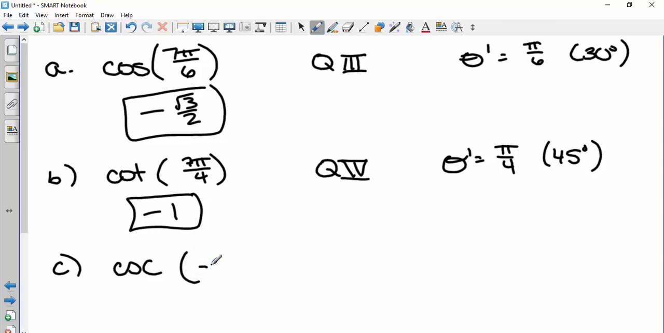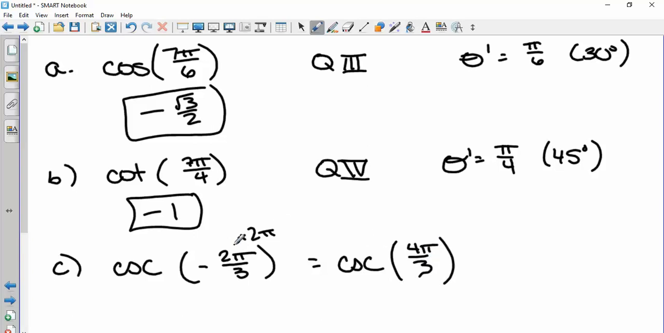What if I said cosecant of negative 2 pi over 3? What do we do if I give you a negative angle? So negative 2 pi over 3 plus 2 pi. Or 2 pi is like 6 pi over 3. So negative 2 plus 6 would be 4 pi over 3. What quadrant is that?